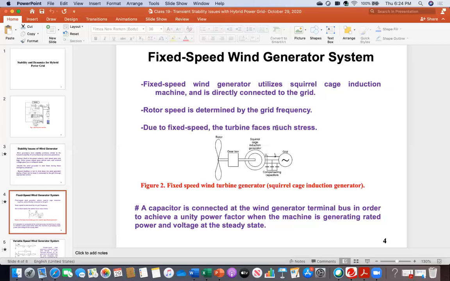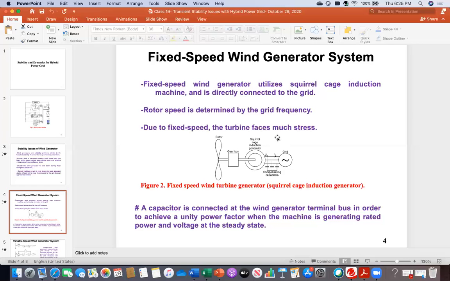So then, in most cases, what should be the type of that generator? As I said, induction generators are mostly used with wind generators, and it is the squirrel cage type. Early in the semester we mentioned there are two types of induction machine. One is called squirrel cage type, which provides fixed speed, and the other is wound rotor type, which can provide variable speed operation. So when it is a fixed speed wind turbine system, the induction machine is squirrel cage type.